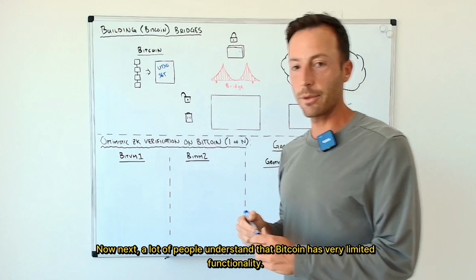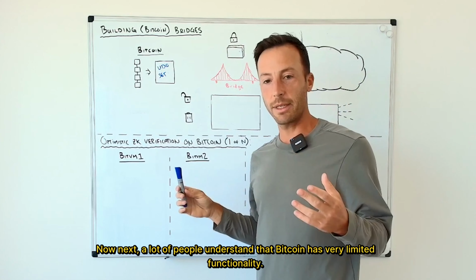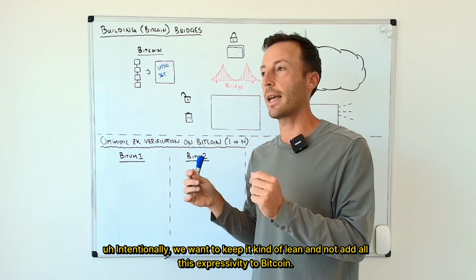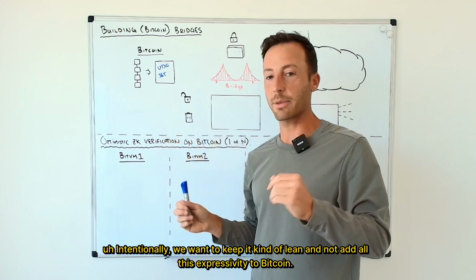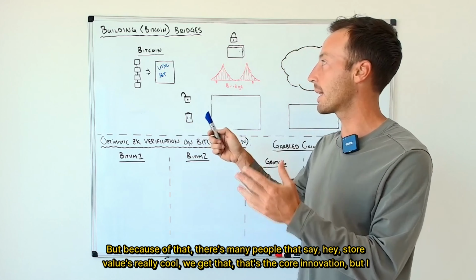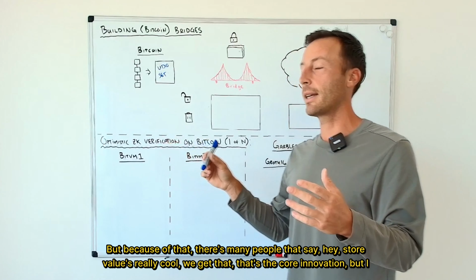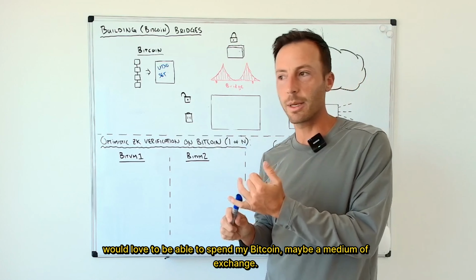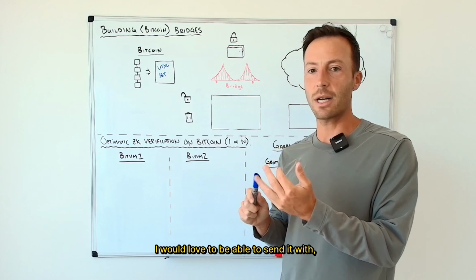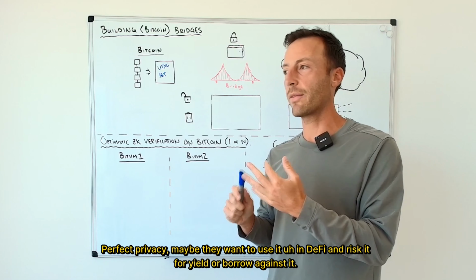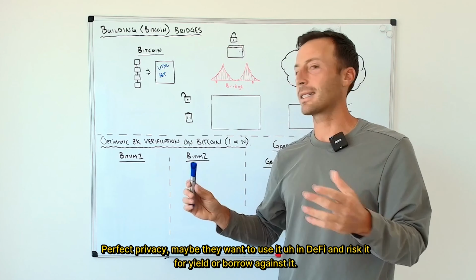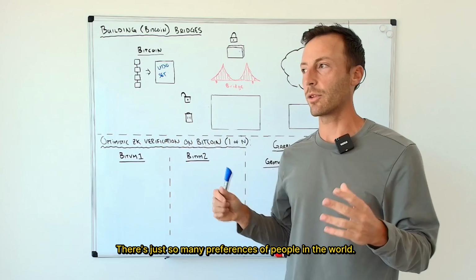Now, next, a lot of people understand that Bitcoin has very limited functionality. Intentionally, we want to keep it lean and not add all this expressivity to Bitcoin. But because of that, there are many people that say, hey, store of value is really cool. We get that. That's the core innovation. But I would love to be able to spend my Bitcoin, maybe as a medium of exchange. I would love to be able to send it with perfect privacy. Maybe they want to use it in DeFi and risk it for yield or borrow against it. There's just so many preferences of people in the world.